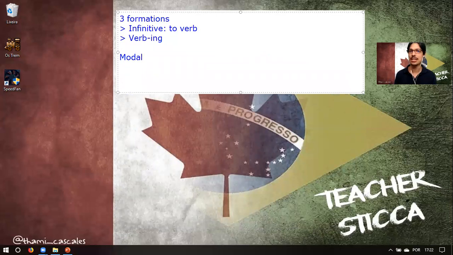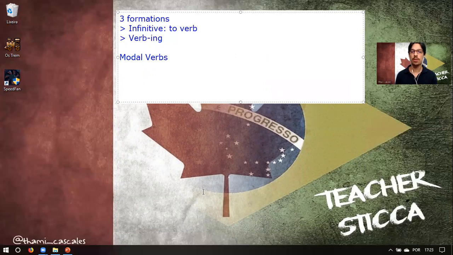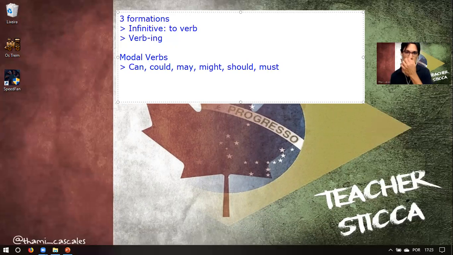And the third is the easiest one: the case of modal verbs. We have three pieces of information to talk about modal verbs, but before that, let's put up here that modal verbs are the most common. Modal verbs are can, could, may, might, should, must, and we have other modal verbs too. These are considered the auxiliary verbs, because some grammar books consider will and would as modal verbs too. Just considering modal verbs that are not considered auxiliary verbs, they are these.